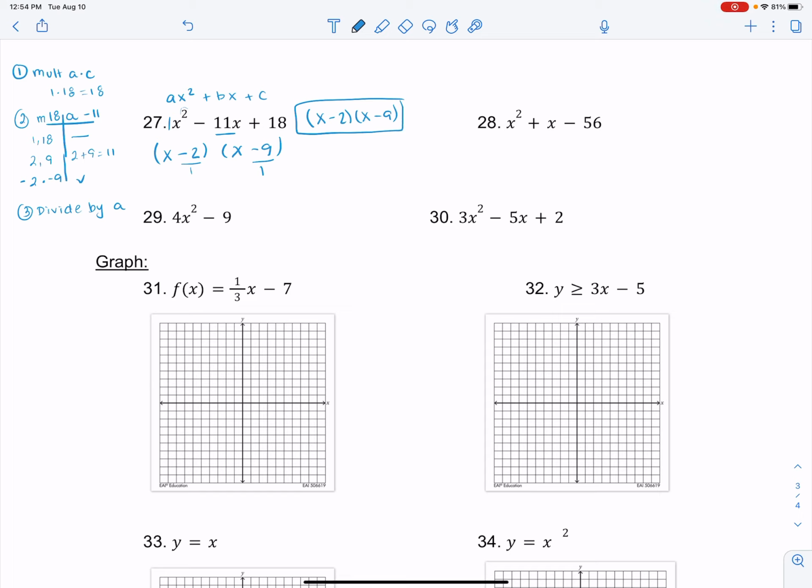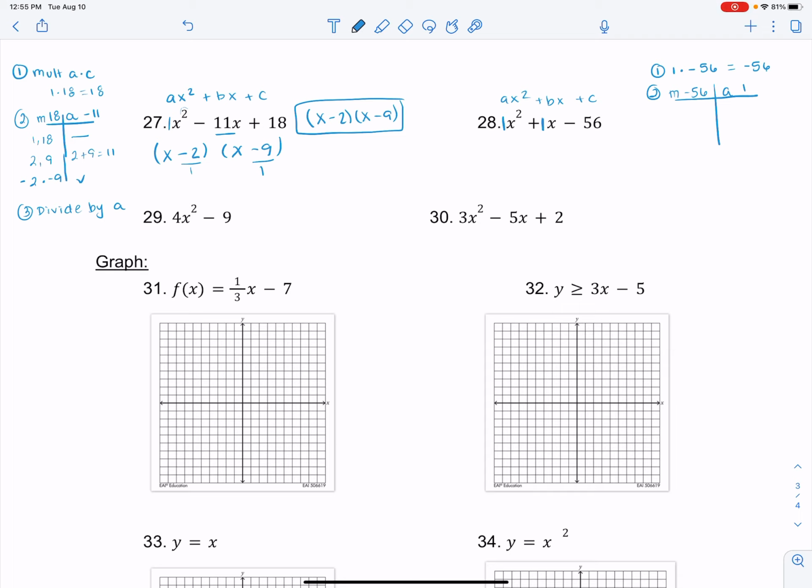Okay, let's do that same process. So here I have ax squared plus bx plus c. A is 1, b is 1, c is -56. So first, multiply a times c, so 1 times -56 is -56. Now build your chart. So we need 2 numbers that will multiply to -56 and add to b, which is a 1.